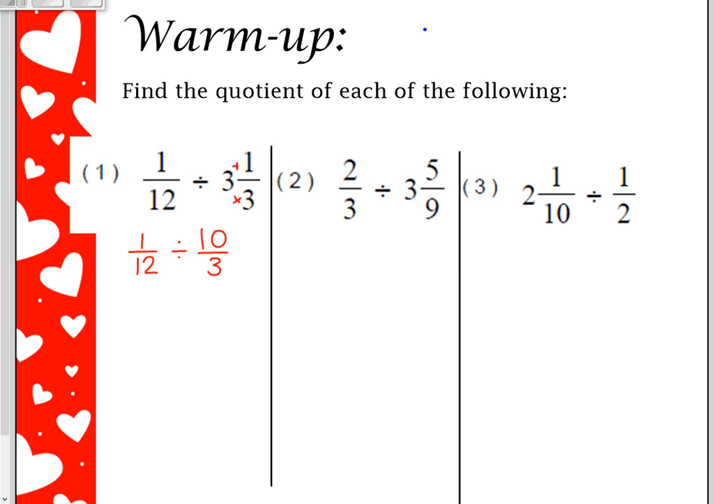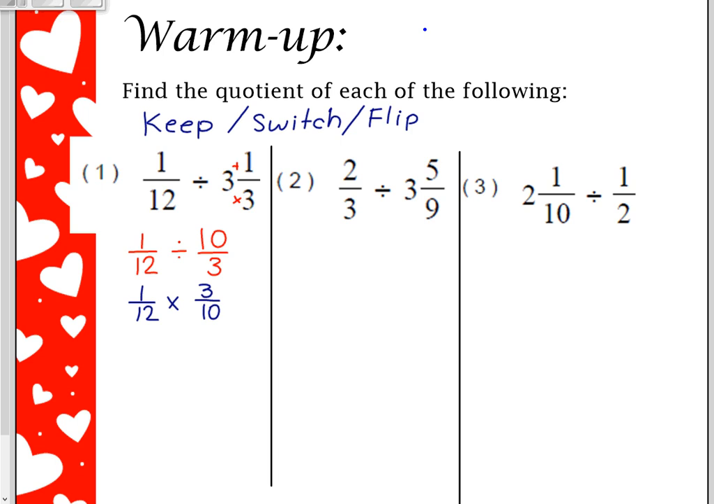Remember, the rule for division is to keep the first fraction, switch the sign to multiplication, and then flip or take the reciprocal of the second fraction. So we're going to keep the 1/12, switch the sign to multiplication, and flip the second fraction.